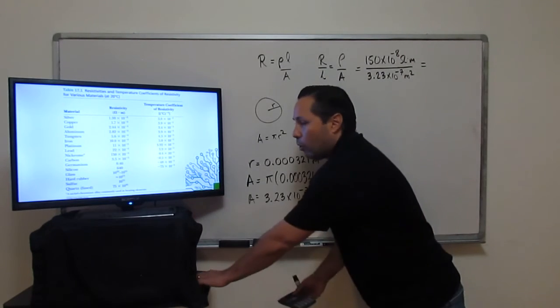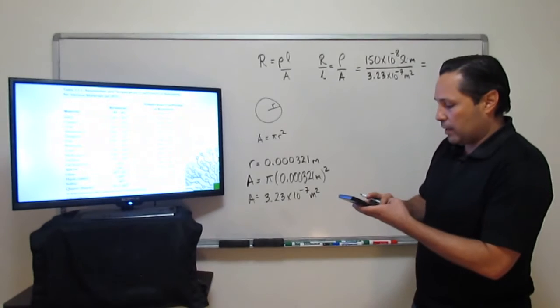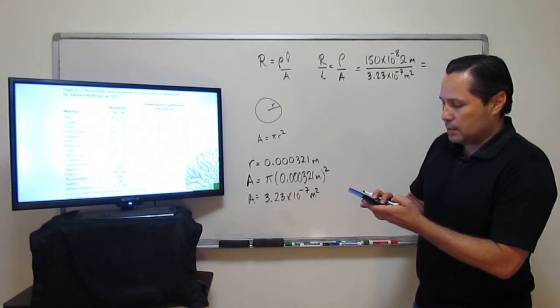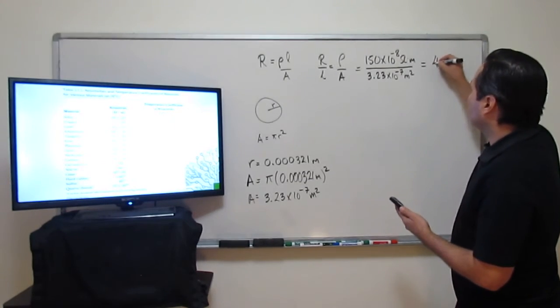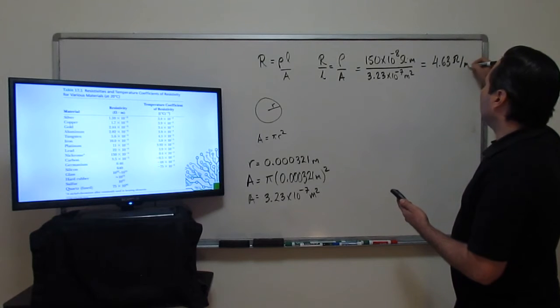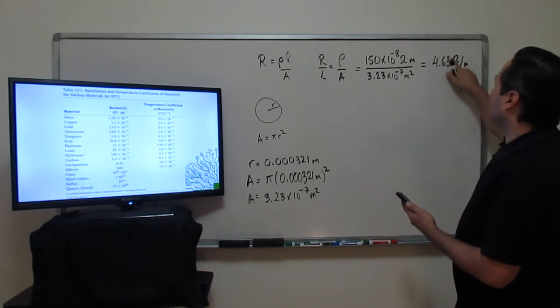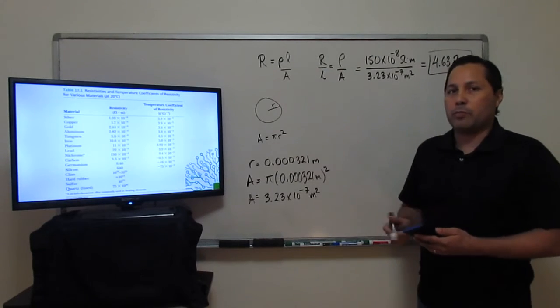And so now all we got to do is divide both of these numbers, and we're going to get our answer. And it comes out to be 4.63 ohms per meter. That is our answer. That's our symbol for ohms. Alright, so that is part 1 of example 2.